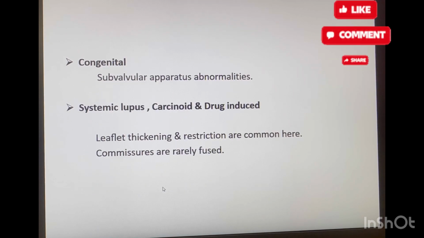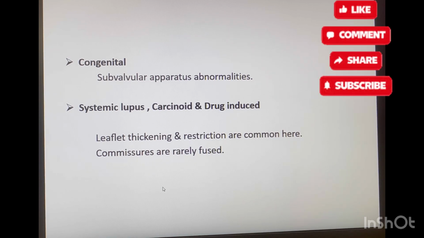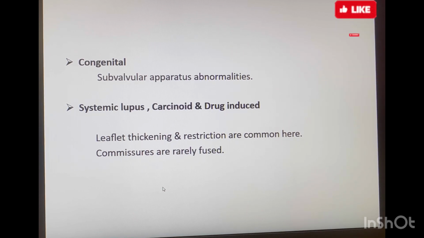Then we move on to the next one, which is congenital. You can get it from the name that it's a congenital abnormality. So you can have congenital mitral stenosis. Then these are the diseases which can cause mitral stenosis.